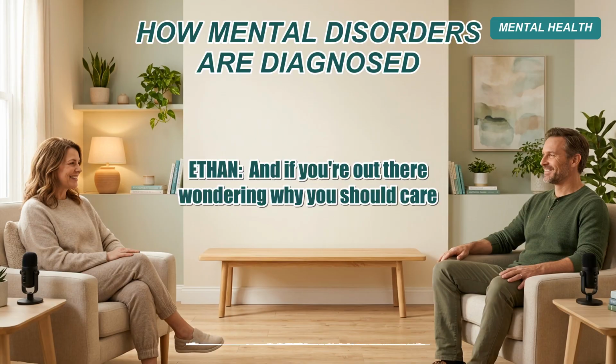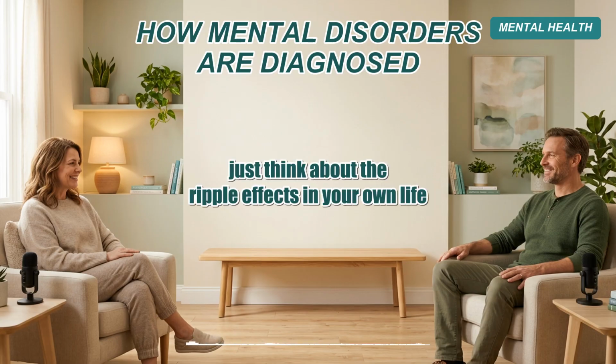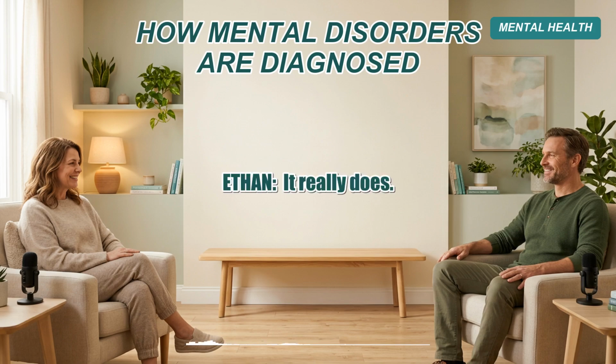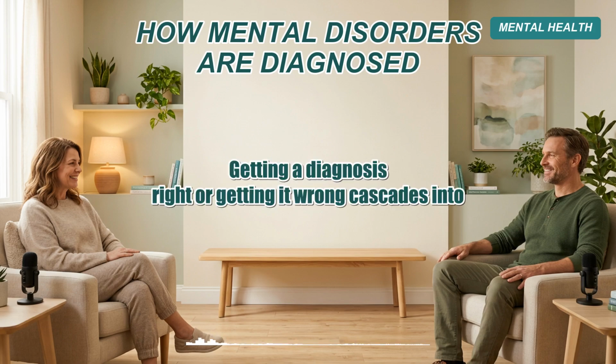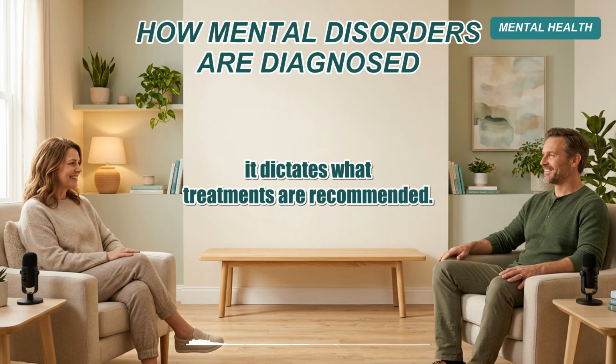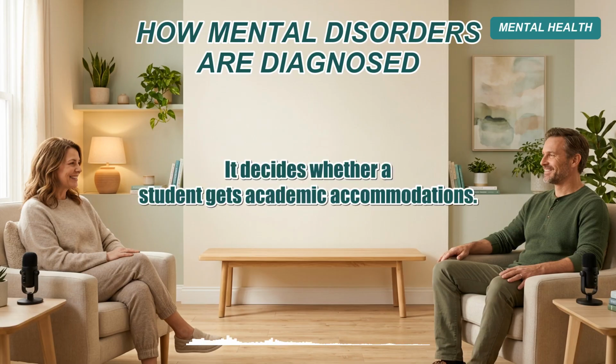Right. And if you're out there wondering why you should care about a psychiatric rulebook, just think about the ripple effects in your own life or the lives of people you love. It touches everything. It really does. Getting a diagnosis right or getting it wrong cascades into almost every corner of everyday life. I mean, it dictates what treatments are recommended. It dictates what your insurance will actually pay for. Yes. It decides whether a student gets academic accommodations.